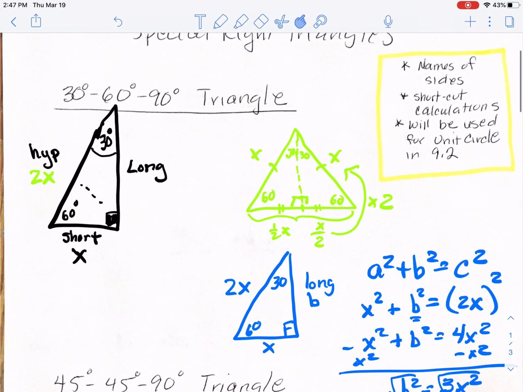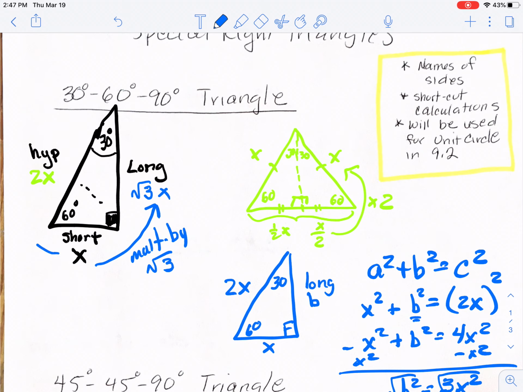So now I know that this long side is the square root of 3 times whatever my short side is. So to go from the short side to the long side, we're going to multiply by the square root of 3. And to go from the short side to the hypotenuse, we're going to multiply by 2.